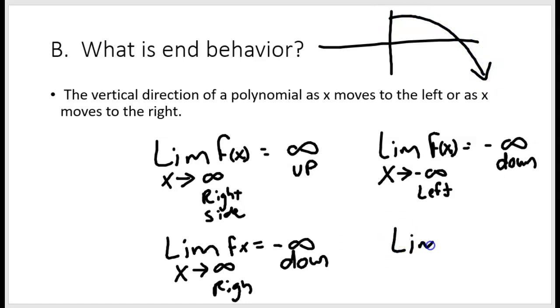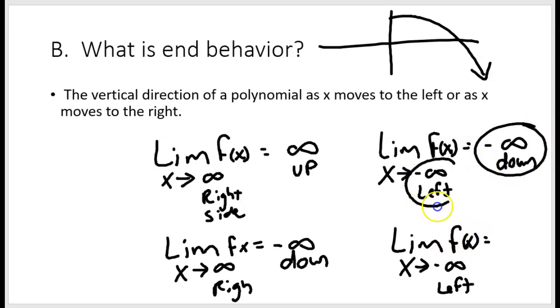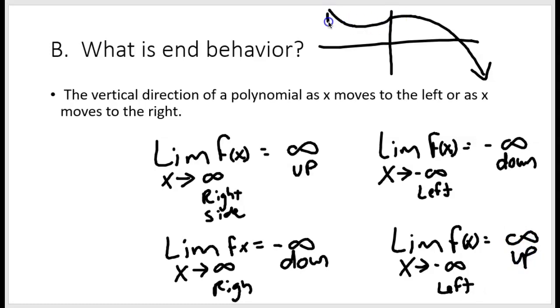Here's another one. What direction does this mean? X is approaching negative infinity. Hopefully you recognize that means we're going to the left. Well, it's also possible that as you go to the left, you don't have to go down. When you go to the left, you could also go up. Why not? Okay, so that might look like this, for instance.